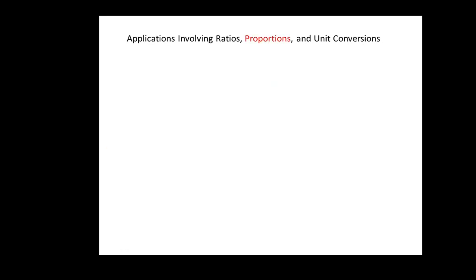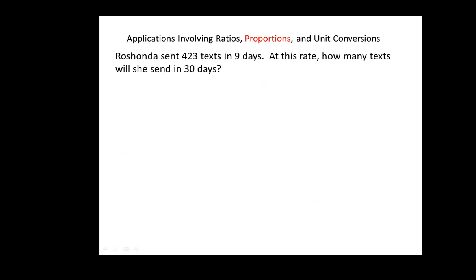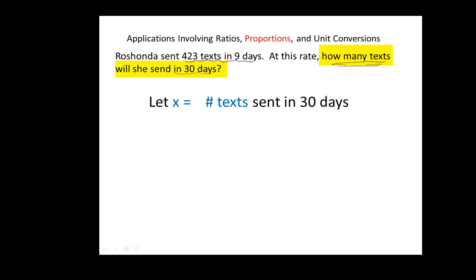Now let's look at an example using proportions. Here we see Roshonda is sending 423 texts in 9 days. This is really a ratio right here. Now they're asking us how many texts she's going to send in 30 days. Well, we need to set up a variable. So what should x equal here? We need a variable for the number of texts being sent in 30 days. That's what we're looking for.